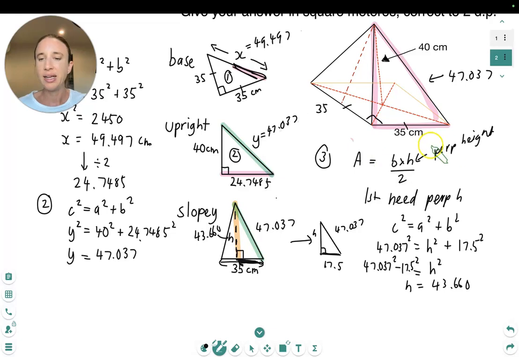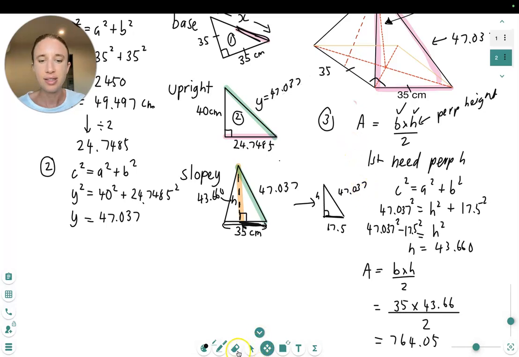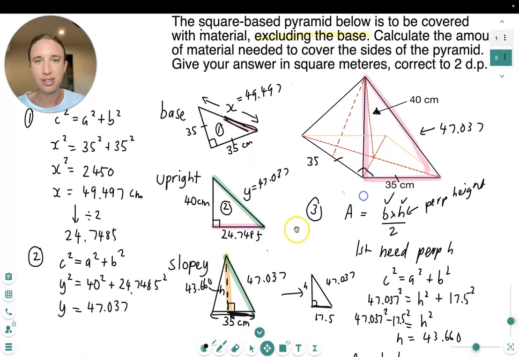So we come back here, and we've got our perpendicular height now. We've got our base is 35. Make sure you're using this triangle and not this one. So we can use it. Area is base times height divided by 2. Base is 35 times the perpendicular height divided by 2. That gives 764.05.